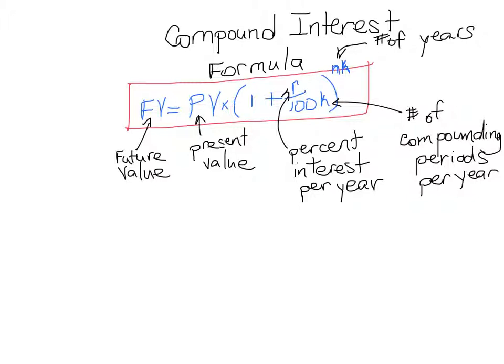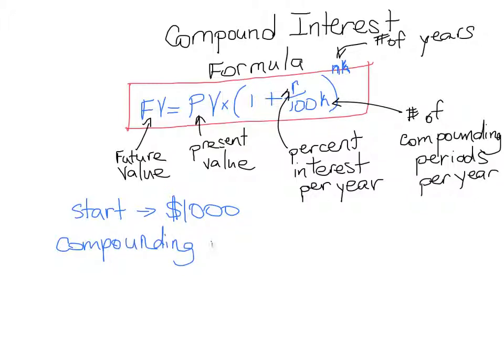So let's make up a question here. Let's say we start off with $1,000, and it's compounding monthly for 8 years. I would like to know how much you will end up with at the end of that time. So it's compounded monthly for 8 years, and I would like to know what you have in 8 years. So what's the future value?